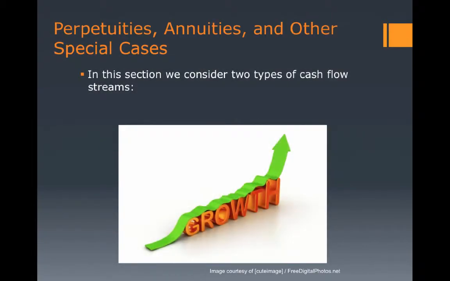Perpetuities. So this is the chapter outline. We're going to consider these two types of cash flow streams. Perpetuities are cash flows that are constant and last forever. Annuities are also cash flows that are constant, or the same every period, but have a finite maturity. In other words, they last a certain length of time.